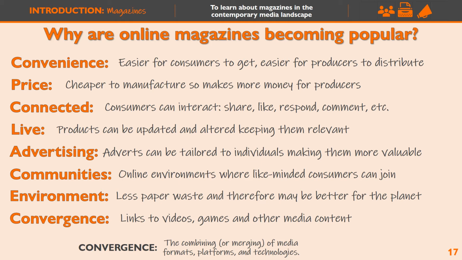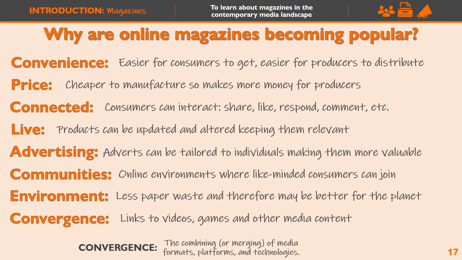Advertising, again, online advertising can be targeted to specific individuals, making it so much more valuable. Online products also create communities. It's an environment where like-minded people can actually get together. Take a fishing magazine. If that's online, different people interested in fishing can actually comment, join a little community, and discuss their fishing tips. We said earlier that the environment can be saved to some degree with this because there's less paper waste and it's better for the planet.